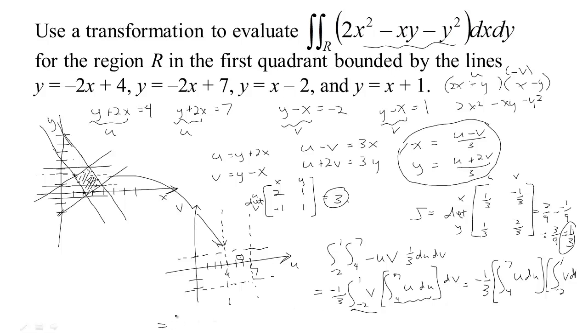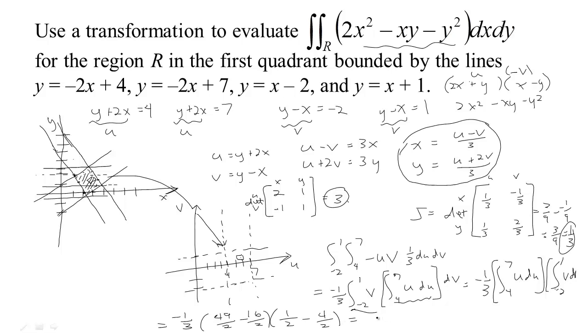Okay, so to finish off this problem, we've got negative 1/3. Antiderivative of u is 1/2 u squared between 7 and 4. So that's going to be 49 over 2 minus 16 over 2. And then the antiderivative of v is going to be v squared over 2 between 1 and negative 2. So if v is 1, then we get 1 over 2 minus negative 2 squared, which is 4 over 2.